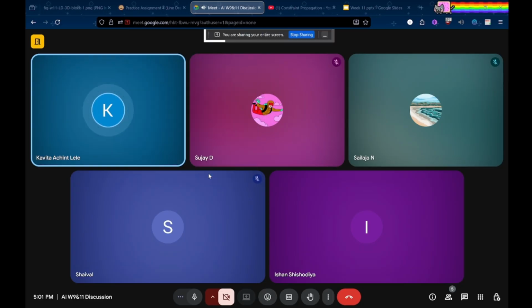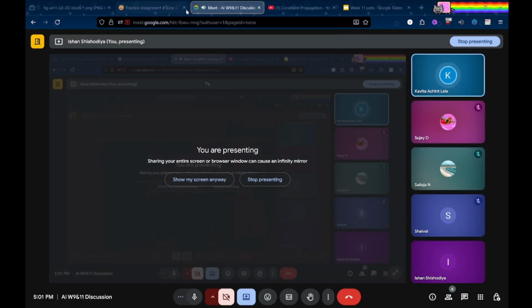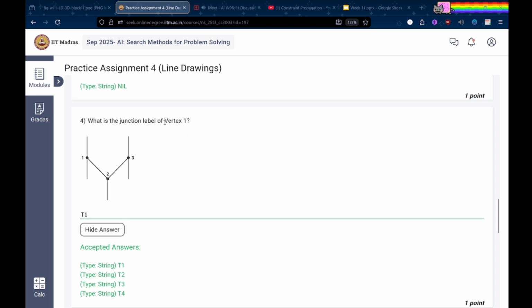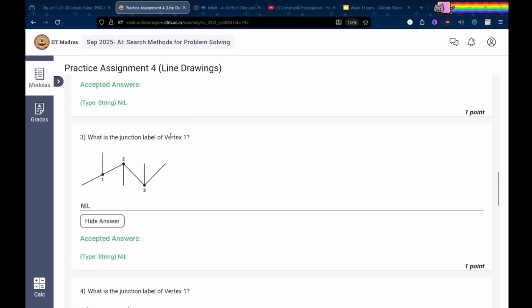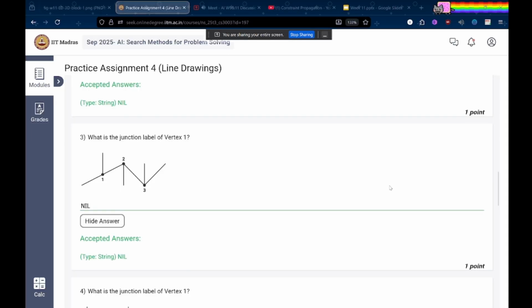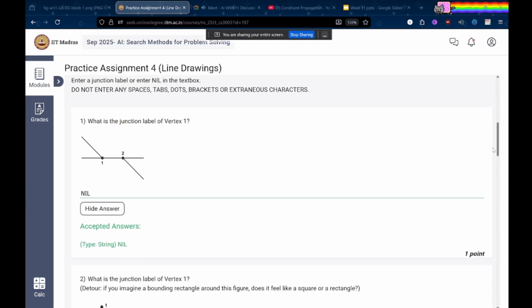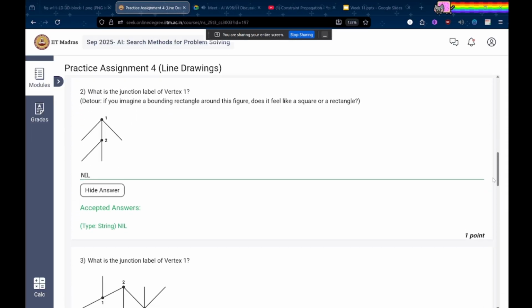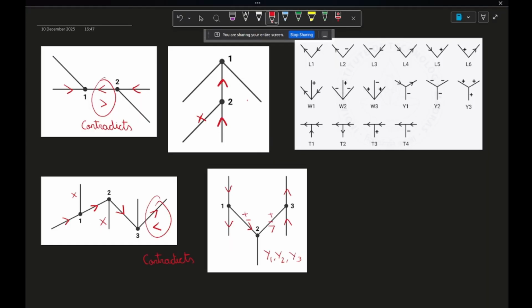Okay, just check the earlier question. Which vertex had they asked for the contradictory things? Vertex 1, the upper ones. So I think the vertex one we could have assigned over here, if I'm not wrong, or no? No, we couldn't have. See, we had given that. But the entire figure was not solvable. That's why it was written nil, right? Vertex one was not solvable. Okay, just check the third one.